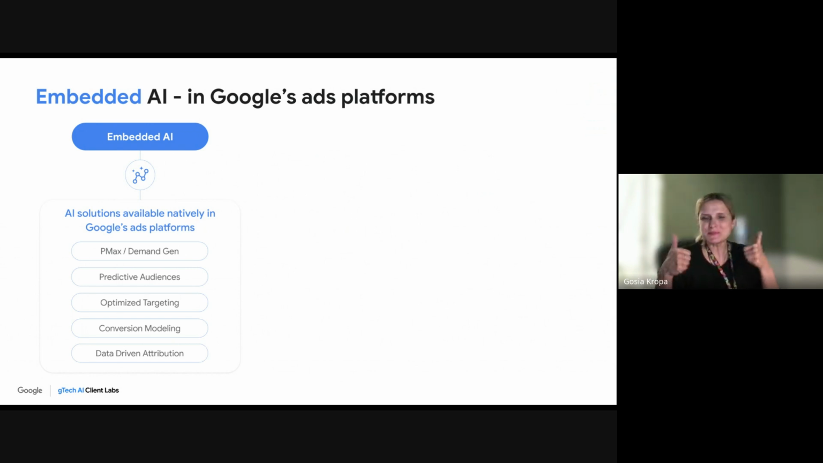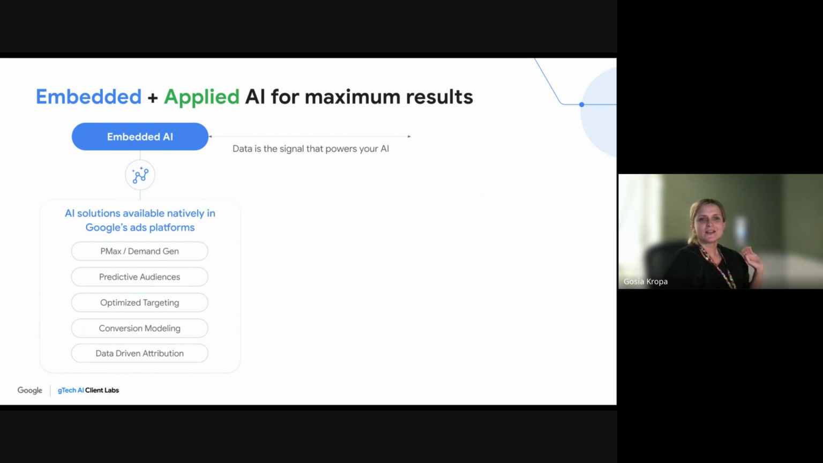Can I get thumbs up if you're familiar with that? It's all embedded AI. And you know from previous sessions and the intro today that Google's AI works best if it's powered by your data signals. So it works for your business if it knows what matters for your business. Together, they really deliver outcomes.